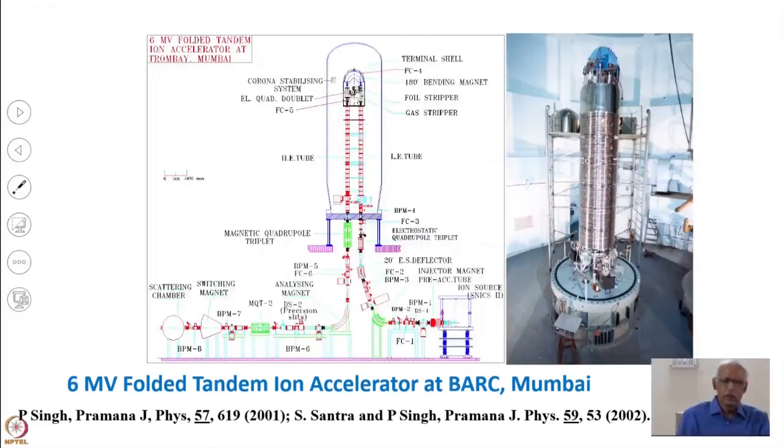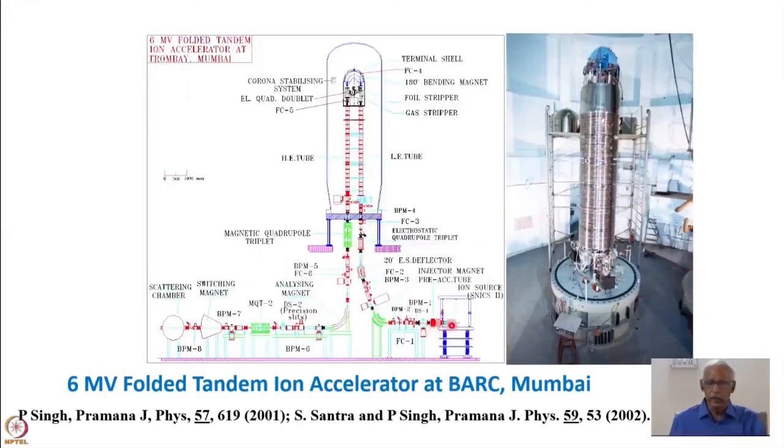So as an example, I will describe the method which was used to determine the energy of the ion beams in an accelerator facility at BARC, which is a 6 million volt folded tandem ion accelerator. Now, to describe what folded tandem ion accelerator means: we have an ion source here which produces negative ions, and since it is a folded tandem ion accelerator, there are two accelerating tubes inside the column section. One is here and the other one is here.